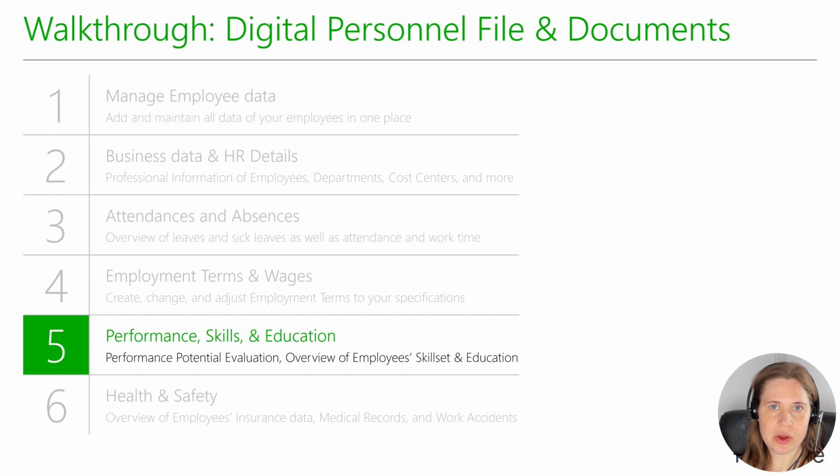The next two tabs we are going to have a look at are performance and skills and education. So inside these tabs, you will find the performance potential evaluation grid, where you can add your employees' performance and potential on a 9-level grid that can also be compared to all of the other employees inside of the company. And the Skills and Education tab gives you an overview of your employee's skill set and education. This tab can also be used as a basis to plan yearly reviews, for example. In this context, let me also show you how to add a disciplinary measure to your employee's digital personnel file in case this is needed.